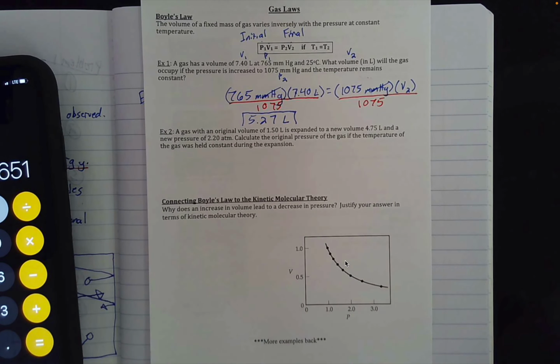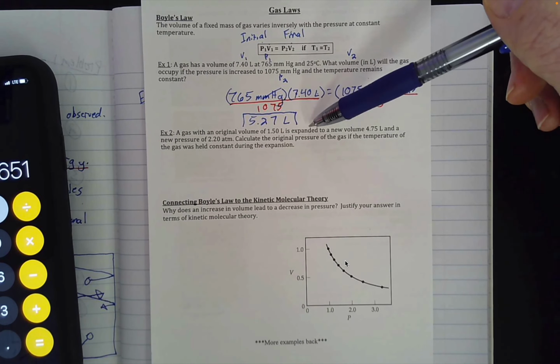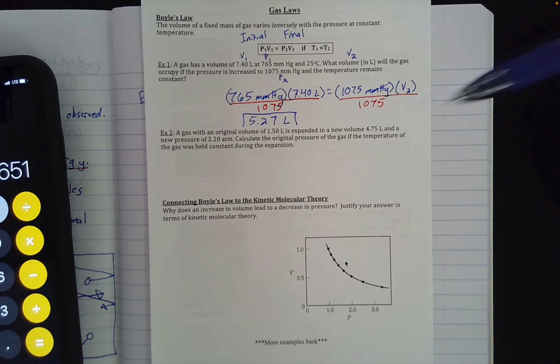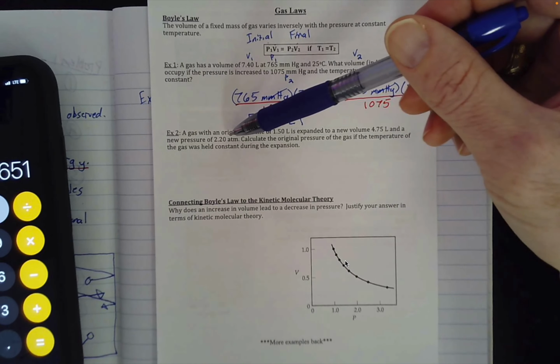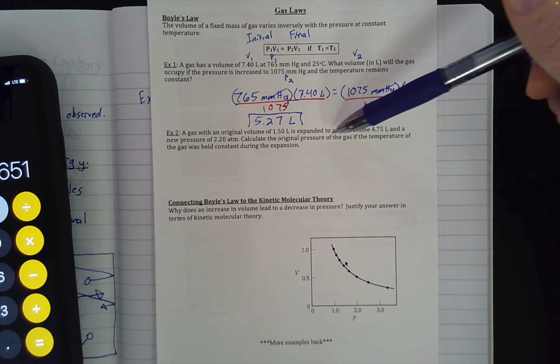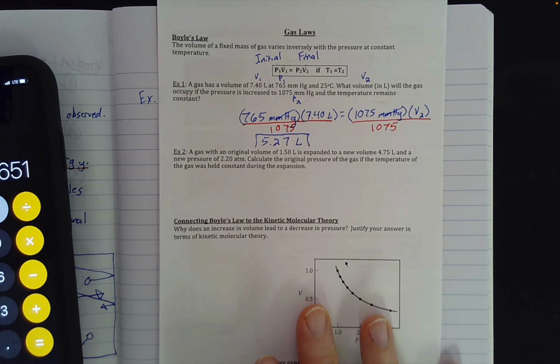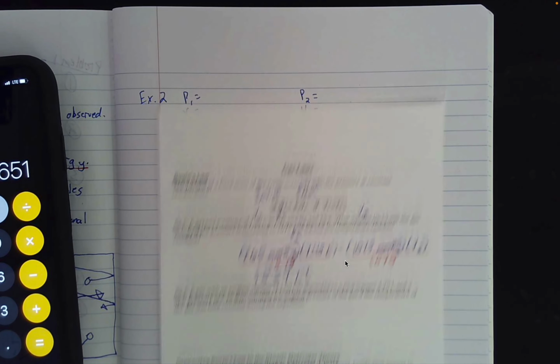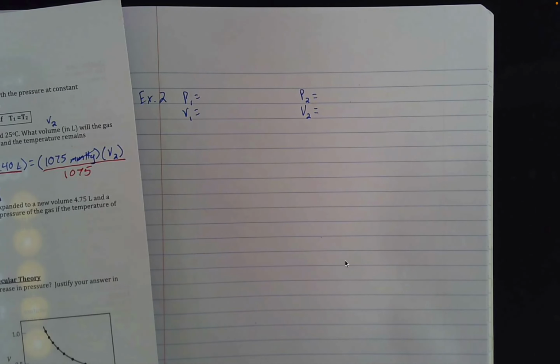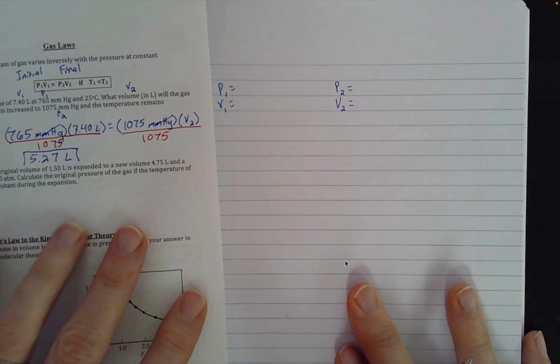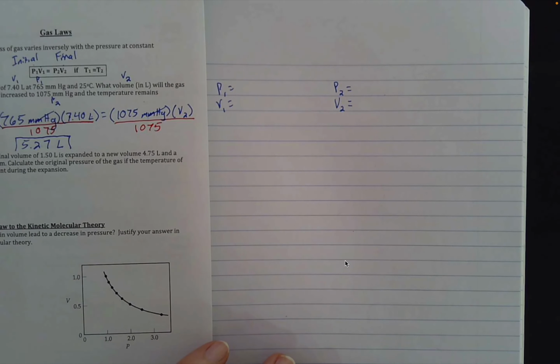Okay. So for example number 2, a gas with an original volume of 1.5 liters is expanded to a new volume of 4.75 liters and a new pressure of 2.20 atmospheres. Calculate the original pressure of the gas if the temperature was held constant during the expansion. So one other way you can do this is you can write out your information like this. This is totally fine. We have our initial pressure, which is what we don't know.